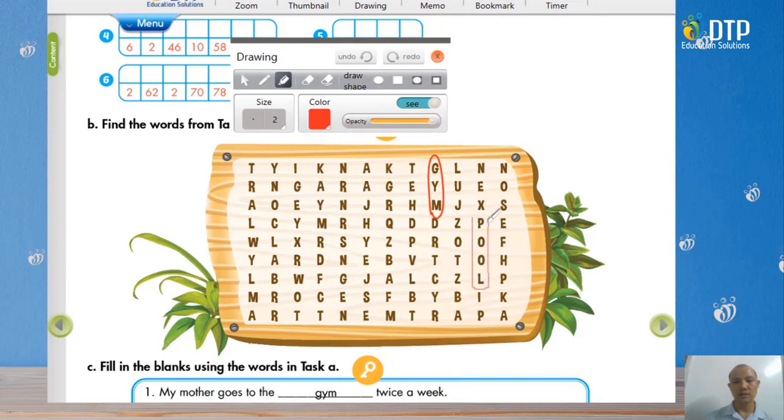Pool. That's right. Next one, apartment. We have apartment right here. Okay, apartment. What else? Garage. What else? Yard. Okay, we have another word right here. Yard. And what else? Balcony. We have one more word here.